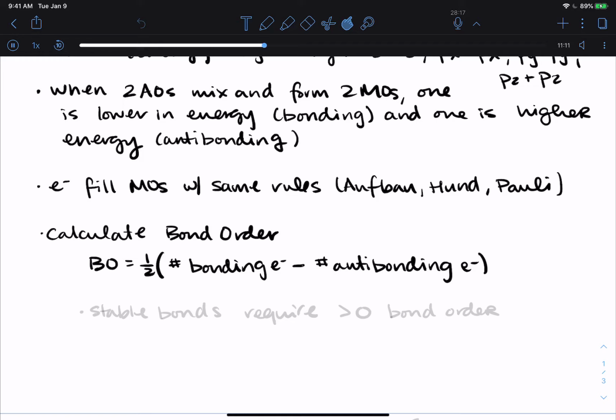All right. A stable bond requires a bond order that's greater than 0. So you shouldn't get a negative bond order for any calculation, but if you get a 0 bond order, well, it means no bond. So let's start at the beginning, kind of like we do with everything, and look at H2 as an example.